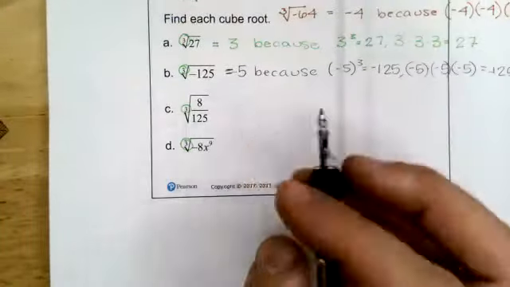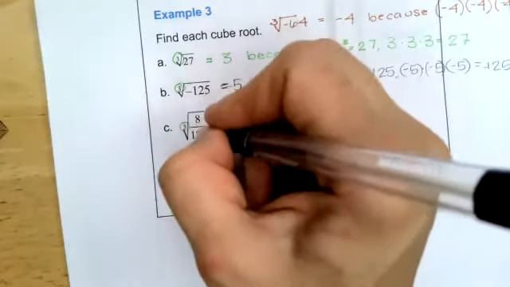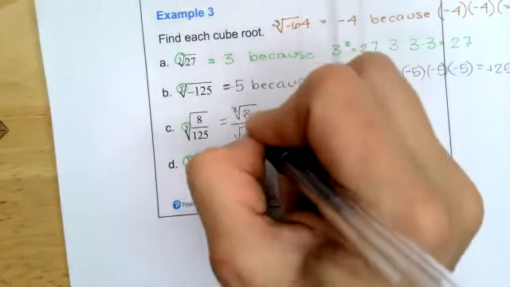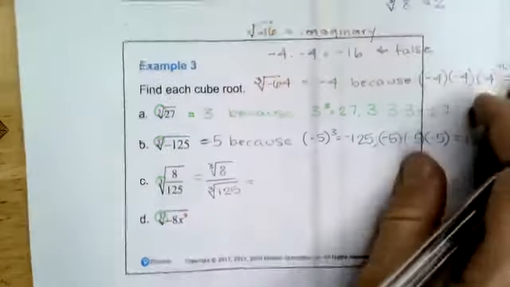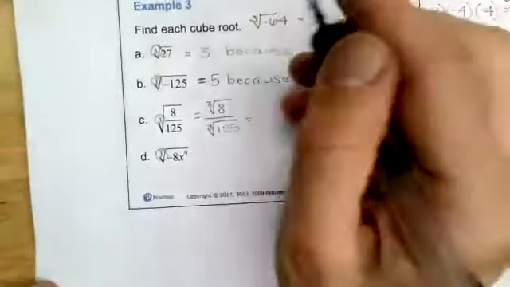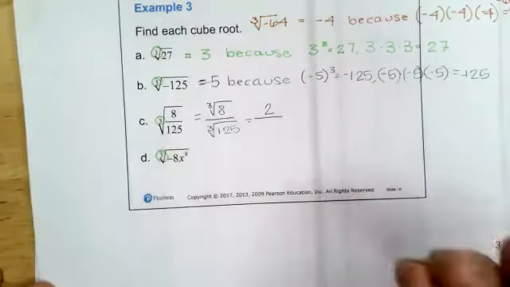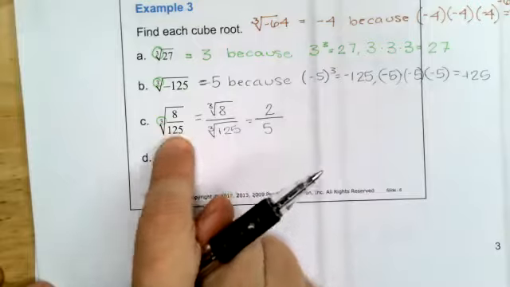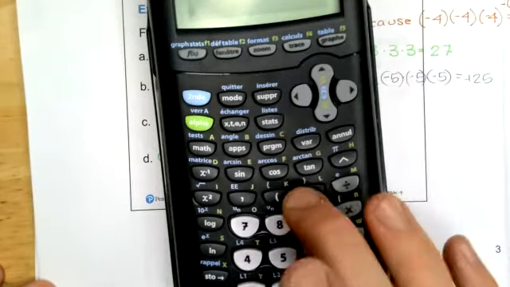Again, when you have a fraction, you are welcome to change it and just make this, instead of the cubed root of 8 over 125, you can say it's the cubed root of 8 over the cubed root of 125. We know that the cubed root of 8 is 2. And we know that the cubed root of 125 is +5, because 5 times 5 times 5 is 125. So the cubed root of 8 over 125 is the same as 2/5. You can throw that into your calculator to make sure. 2/5 is 0.4.